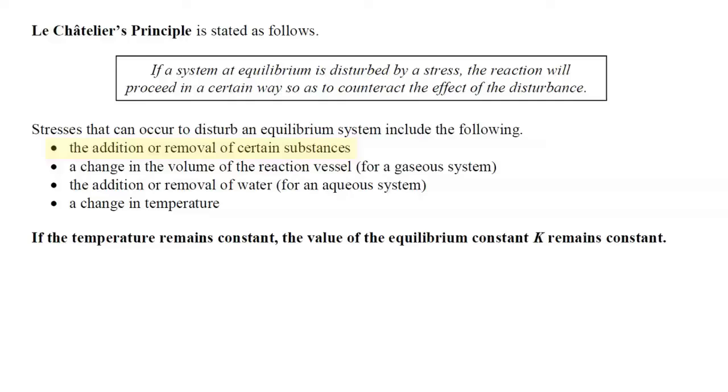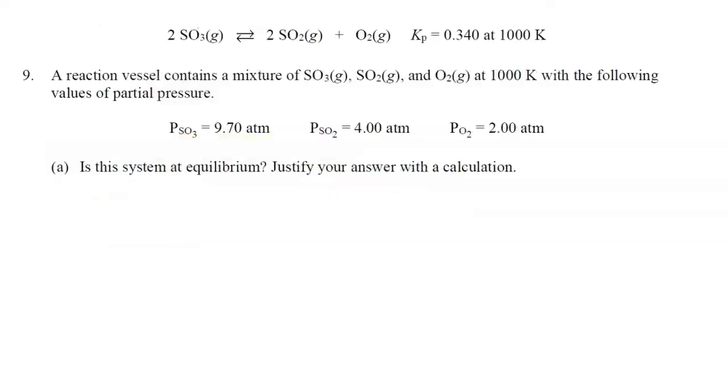And the change in temperature is special because if the temperature remains constant, the value of the equilibrium constant K also remains constant. So temperature changes are the only thing that will actually change the value of the equilibrium constant K, which we will see later on in this video. So addition or removal of certain substances, as we've seen so far.